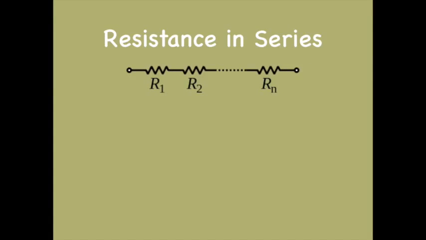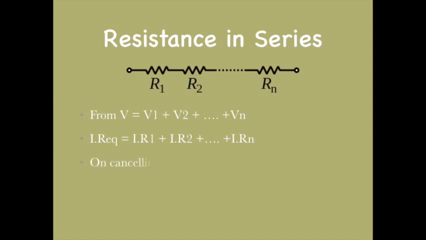So from the formula V equal to V1 plus V2 and so on up to Vn, and by Ohm's law I get this equation. So on cancelling all the I in the above equation, I'm left with this particular equation. This is the equivalent resistance.